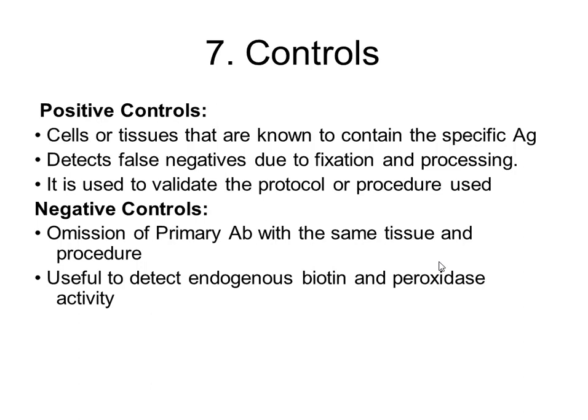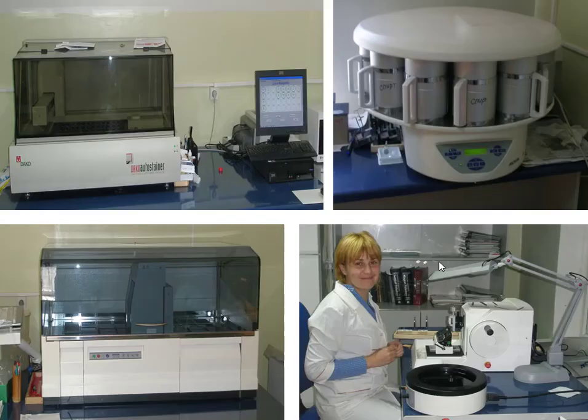Negative control: omission of the primary antibody with the same tissue and procedure. It is useful to detect endogenous binding and peroxidase activity. On these slides, you can see special apparatus for fixation and for staining. It's immunohistochemical staining, and that is a simple staining. On this picture you can see a labyrinth with a microtome and water bath.